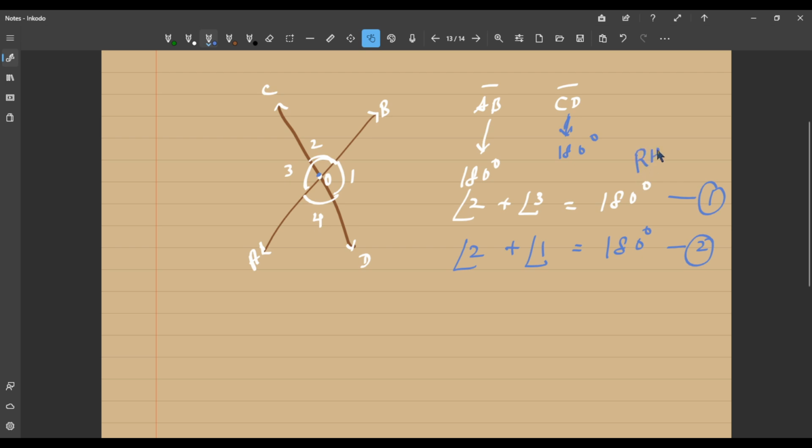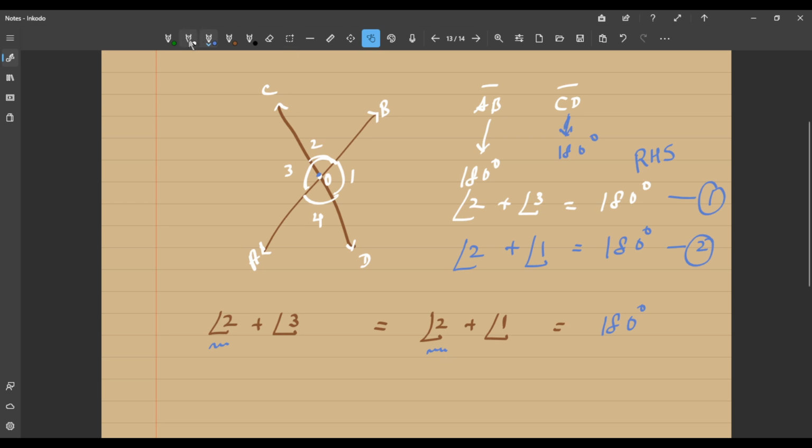I see that the right hand side of the two equations are the same, 180 degrees. So it is fair that I can equate the left hand sides also. That is, I can say angle 2 plus angle 3 would be equal to angle 2 plus angle 1, right? Both of them are equal to 180 degrees, but our concern now is angle 2 plus angle 3 equals angle 2 plus angle 1. Now what can you infer from this? Here angle 2 and angle 2 are the same. The measure is the same. We are talking about the same angle.